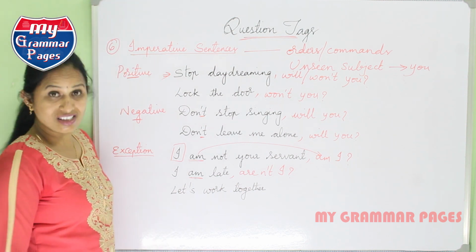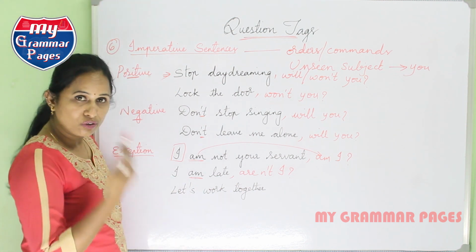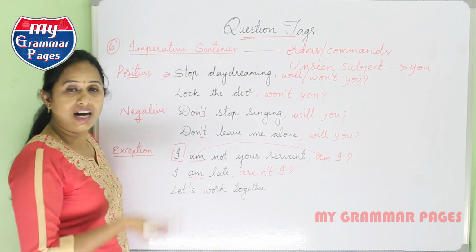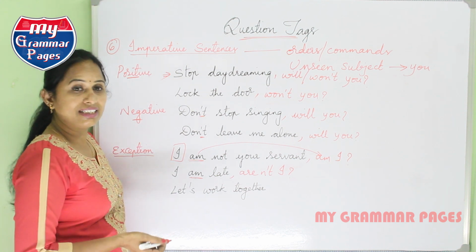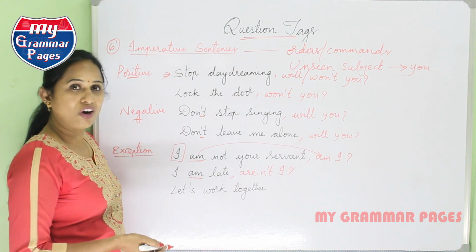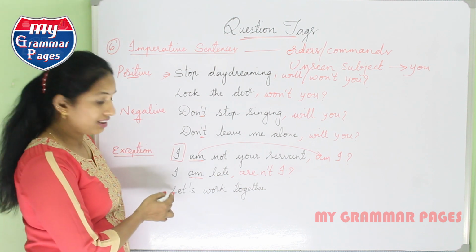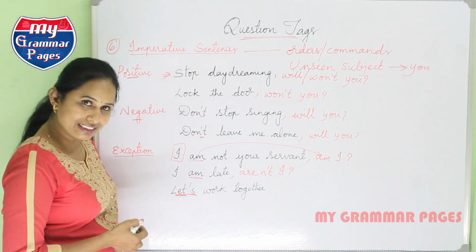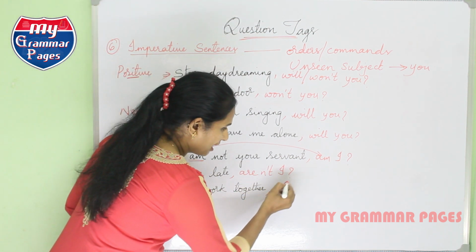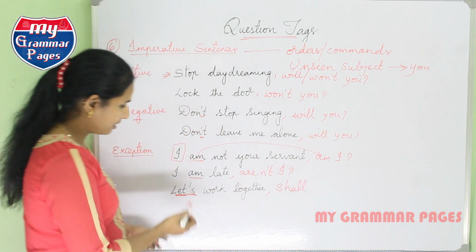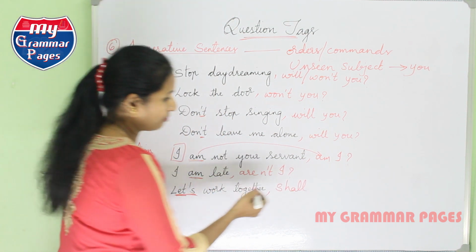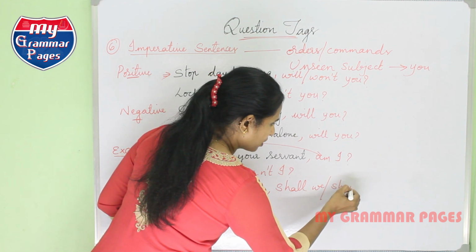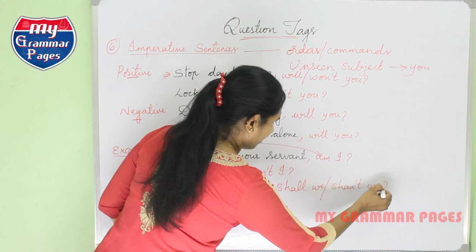Now, this is a small suggestion. So what kind of tags will get added to suggestions? Let's work together, let's dance, let's sing together, let's sit and play together, or let's leave the room now. All these sentences which start with let's will take the word shall. This is a positive statement. You can write shall we or shan't we as the tag.